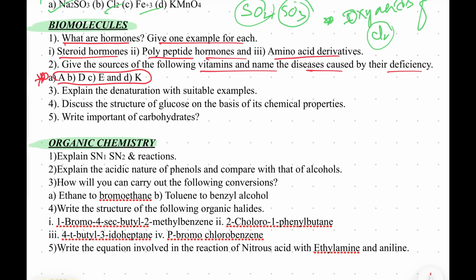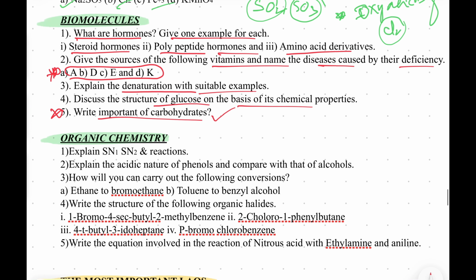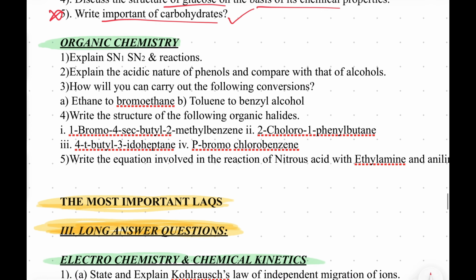Next one, denaturation with a suitable example like milk converting to curd, asked in SAQ. Next one, structure of glucose. This question is asked very rarely, but it is important. Importance of carbohydrates. Clear? That's it. Next one we'll see organic chemistry.